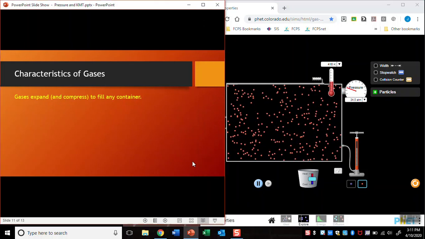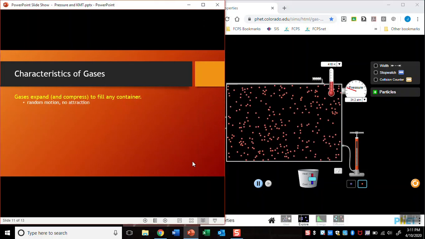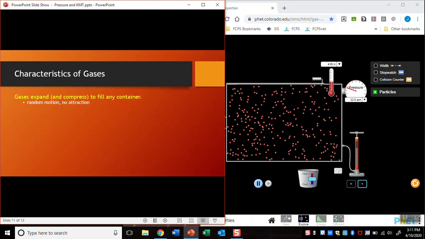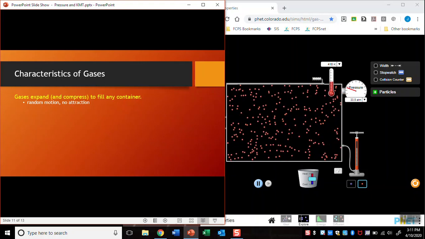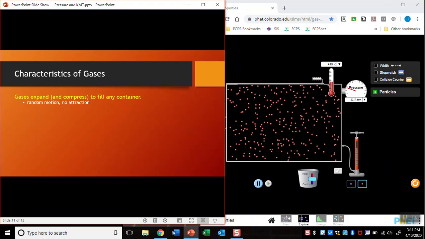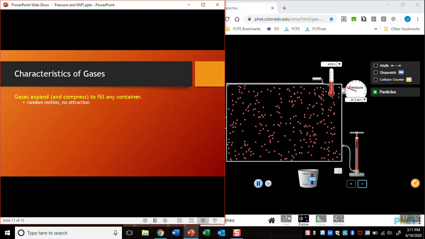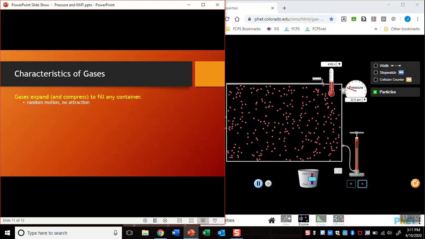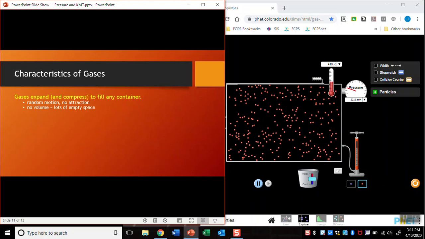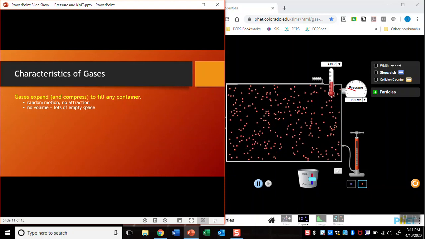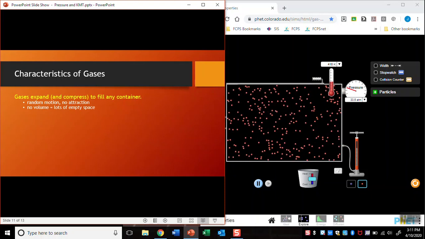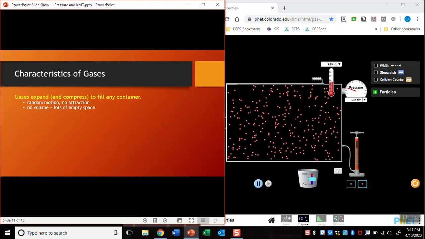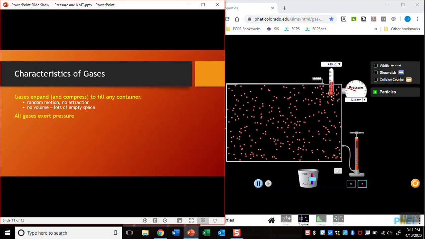And we see that there is random motion, right? You can't really predict where the gas particles are going to go. There's no attraction. They're not sticking together, right? There's no attraction there. There's no volume. It's lots of empty space. The gas particles themselves are extremely small compared to the size of the container.